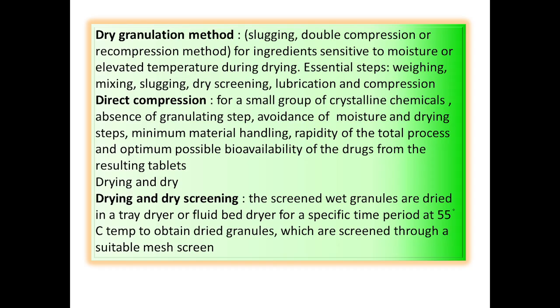So three methods are there: wet granulation method, dry granulation method, and direct compression method, which are used for granulation. After that, drying and dry screening of the granules. Screened wet granules in case of wet granulation method are dried in tray dryers or fluidized bed dryer for specified time period at 55 degrees Celsius temperature to obtain dried granules, which are screened through suitable mesh screen.